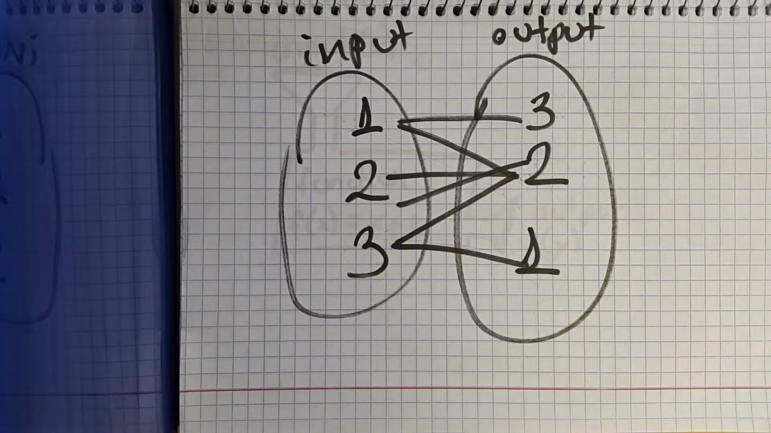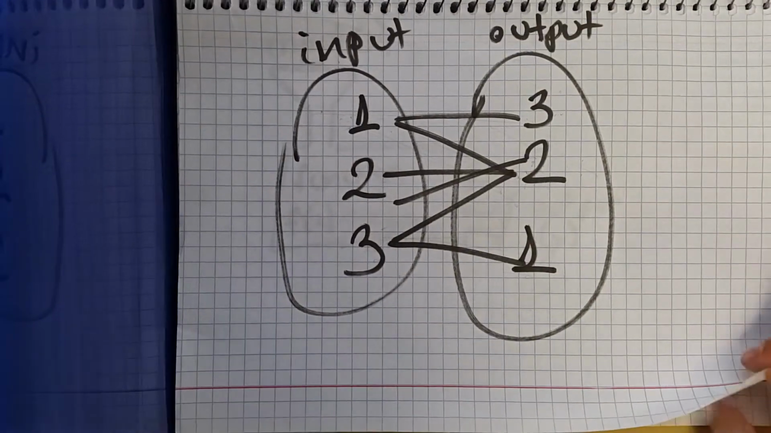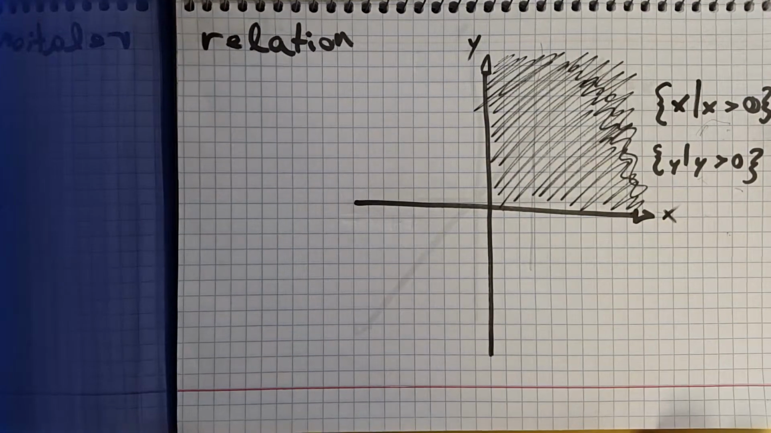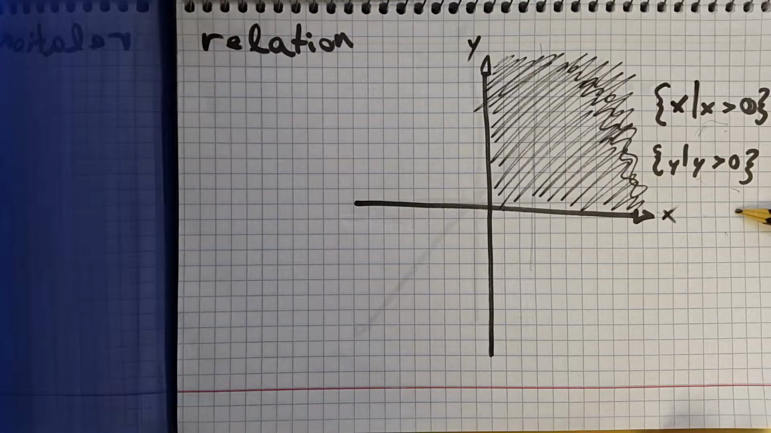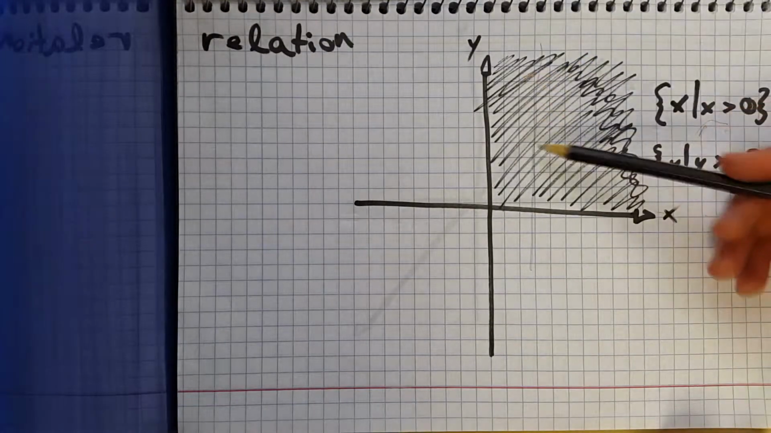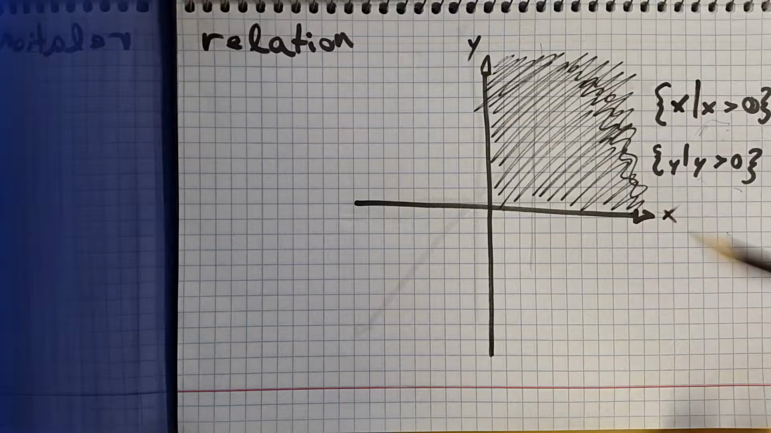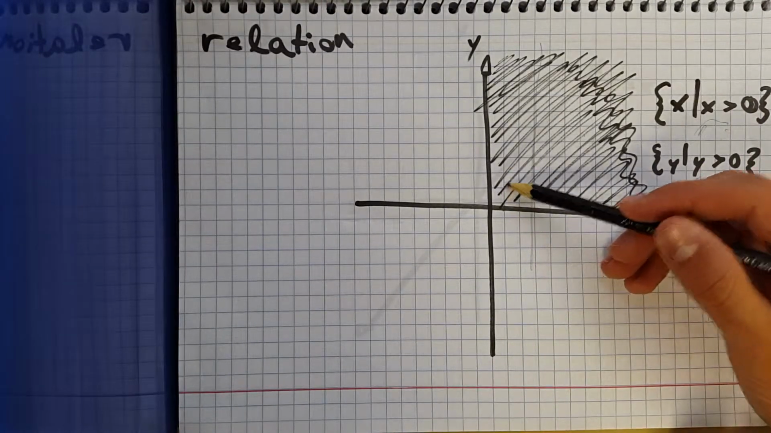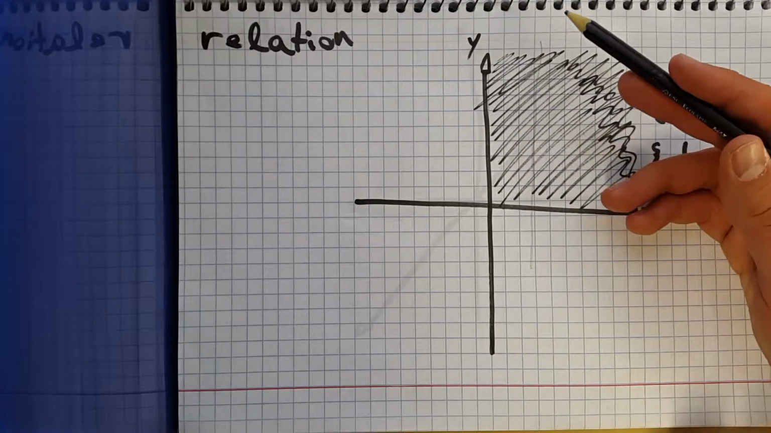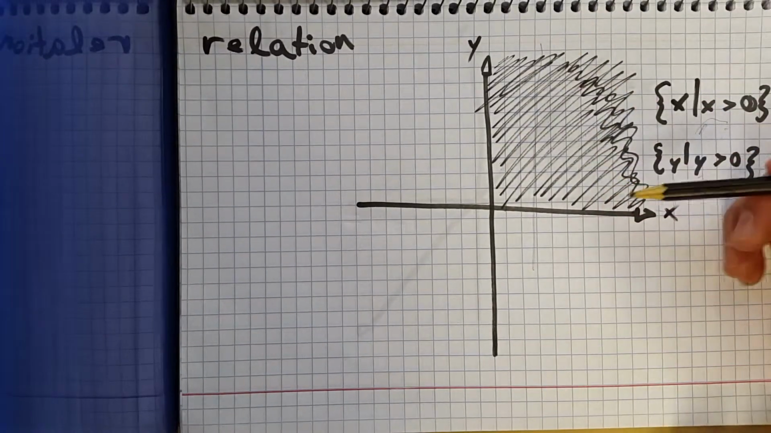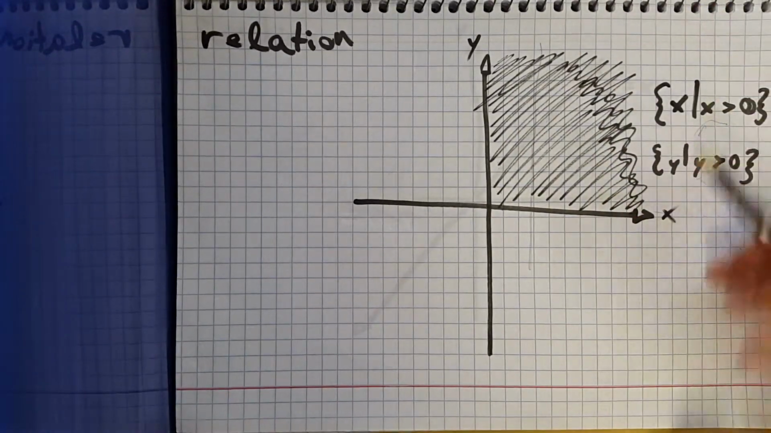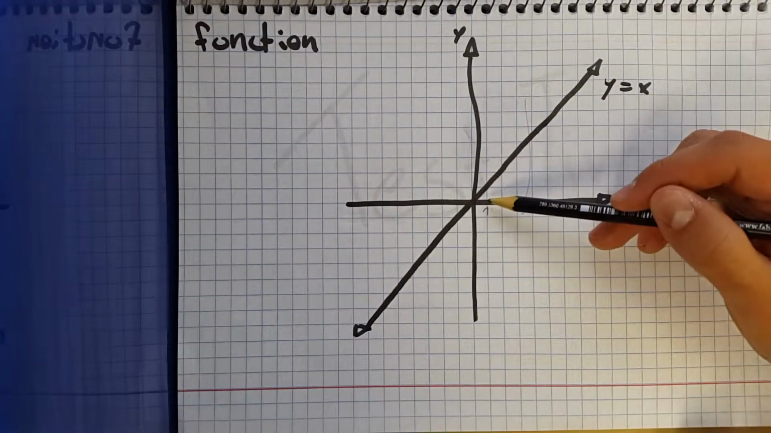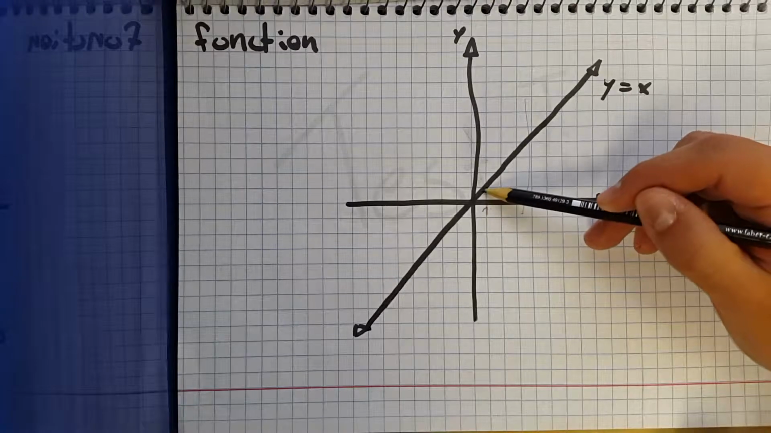We can also identify a function and a relation from its graph. Here we have the relation x is greater than 0 and y is greater than 0. It would be represented by shading all this region. So if we have x1, we also have y2, y3, y4, y5, and so on, meaning it's a relation and not a function. And here we have a function, as each x will only have one y.